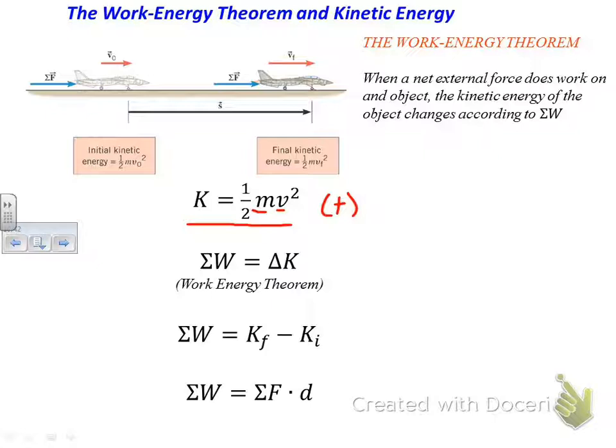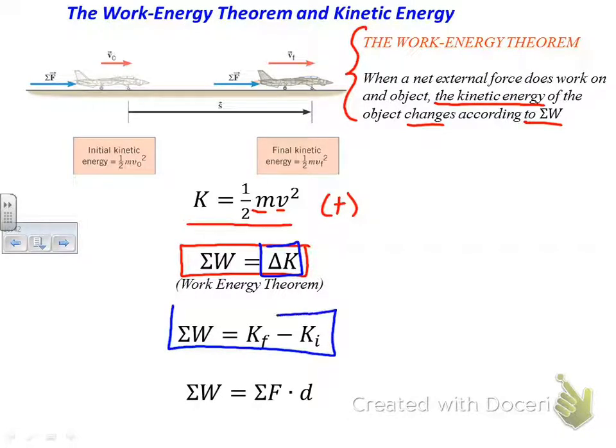Now, the work energy theorem says that when a net external force does work on an object, the kinetic energy of the object changes according to the net work. Meaning, the net work is equal to the change of kinetic energy. The change of kinetic energy is the same thing as saying that the net work is equal to the final kinetic energy minus the initial kinetic energy.